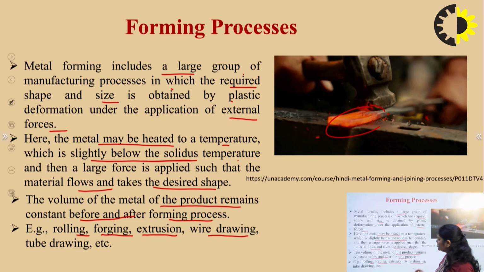And then we have the wire drawing operations, in which we use the stretching force, tensile force, to form the wire. And then we have tube drawing, in which the heated material is passed through a tube to produce roll-like shapes. So, these are the different types of forming processes which we can use.